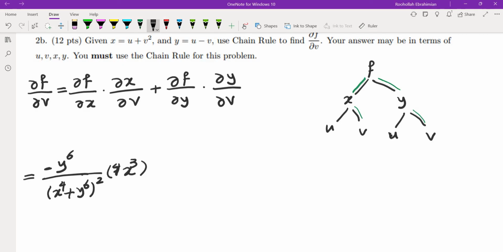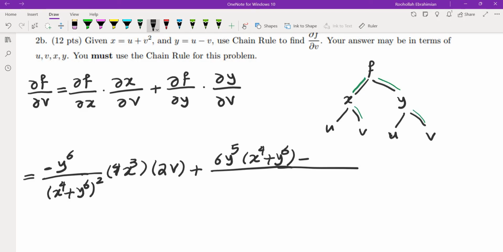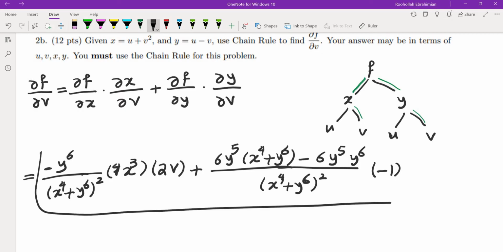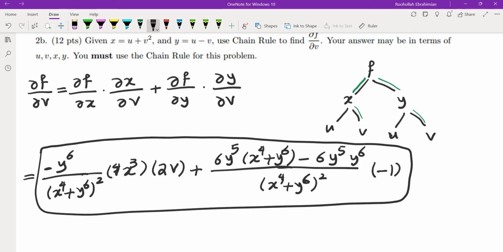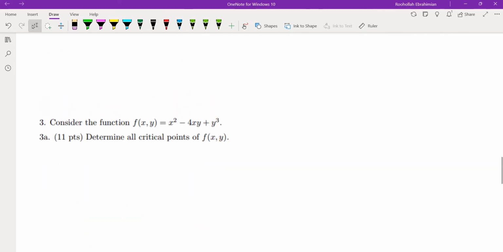Then multiplied by the partial of x with respect to v, which is 2v, plus the partial of f with respect to y. So the derivative of the numerator is 6y to the fifth times the denominator, minus the derivative of the denominator times the numerator, over x to the fourth plus y to the sixth, squared. That's the derivative with respect to y, times the derivative of y with respect to v, which is negative 1. So this is our answer to this problem, and they didn't ask us to simplify, and they said you could leave it as a function of x, y, u, v. So let's move on to the next one.